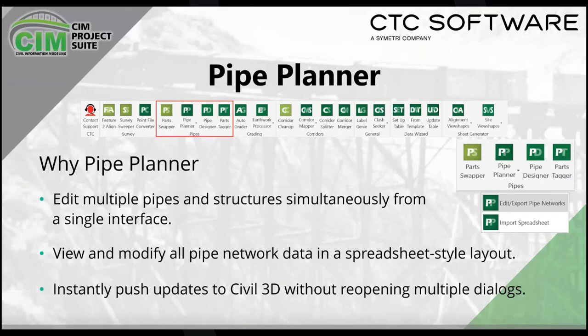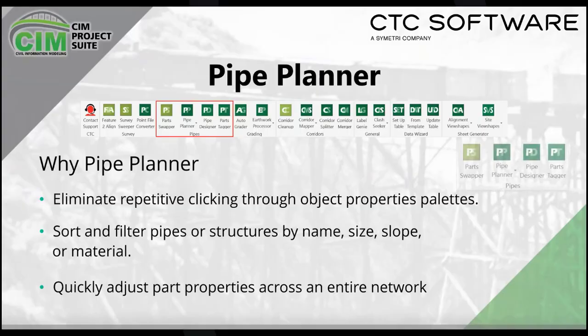Within Pipe Planner, we have 2 separate tools, one to do all of our editing and one to bring those edits back in once we have made them in an Excel spreadsheet. So we can edit multiples, view those, and then push those updates right into the drawing to see what's happening. It should help eliminate repetitive clicking through object properties palettes. We can sort and filter pipes by structure, size, slope, in a number of ways, and quickly adjust those across the entire network.